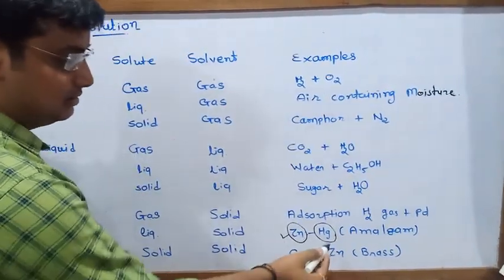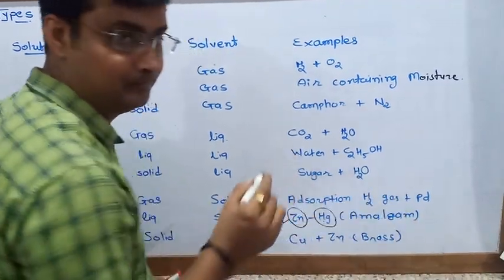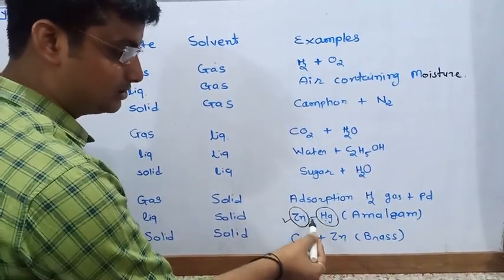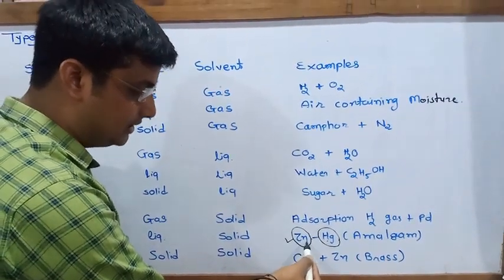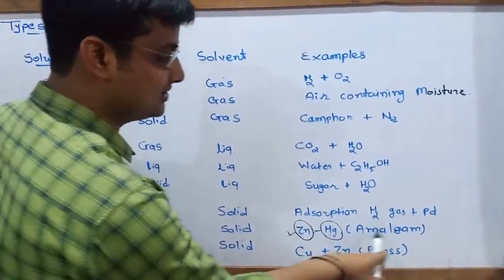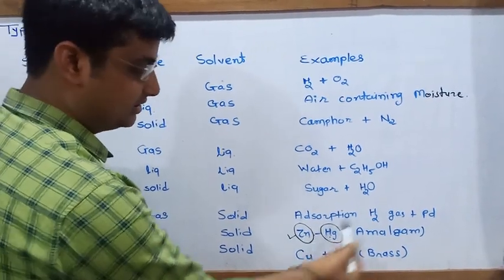Whenever there is mercury in a metal, it is called an amalgam. Listen carefully. What is an amalgam? Mercury solution in metal. If you take sodium, Na, it is called sodium amalgam. If you have taken zinc, it's a zinc amalgam. If you take magnesium, magnesium amalgam.